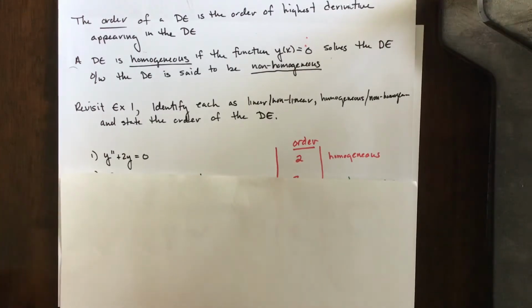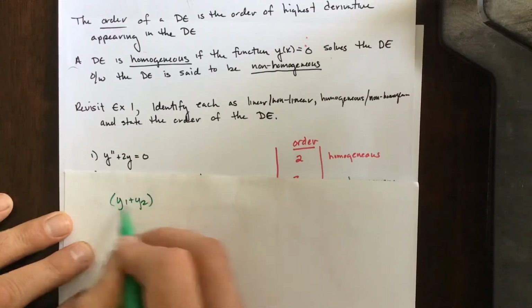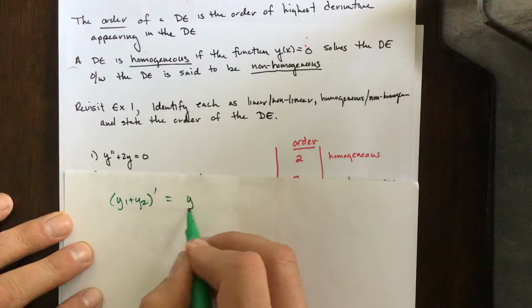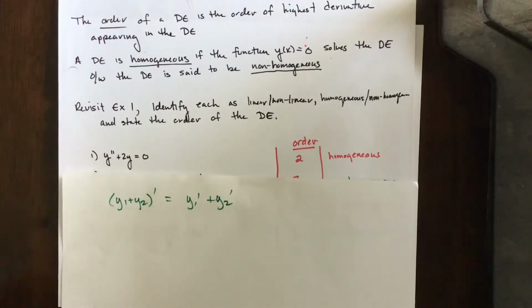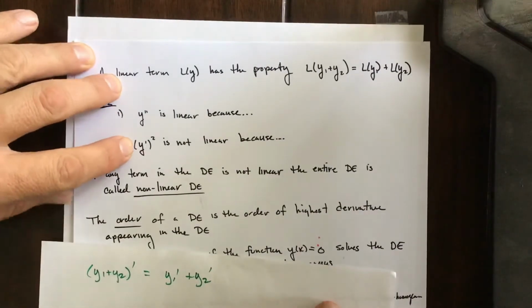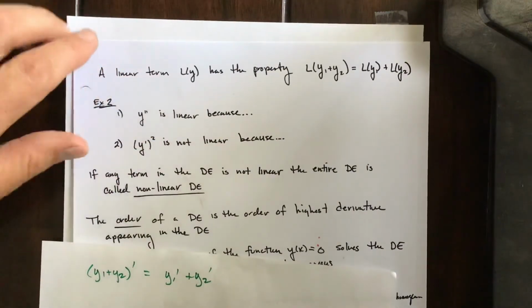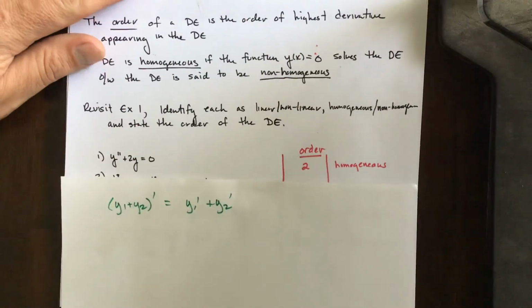In fact, so is y prime, because if I take y1 plus y2 prime, that is equal to y1 prime plus y2 prime. Okay, so the first derivative is a linear operator, the second derivative is a linear operator, the third, fourth, fifth, sixth, all the derivatives are linear operators themselves. Okay, we notice that when you take a linear operator and then you square it, it's not necessarily a linear operator. So just want to make sure I made that point.